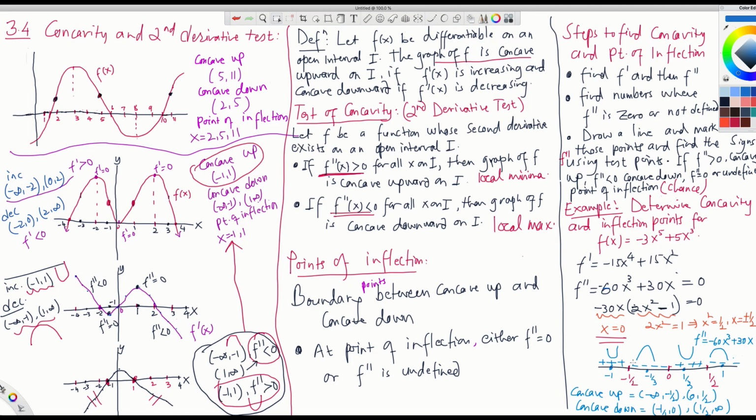But what we can say is this is the boundary. Negative 1/√2 is the boundary between concave up and down, right? So it is a point of inflection. This is also the boundary between concave down and concave up. This is another point of inflection. And this is also another point of inflection. These are the points of inflection. In the next example, we will dig more into finding the points of inflection.